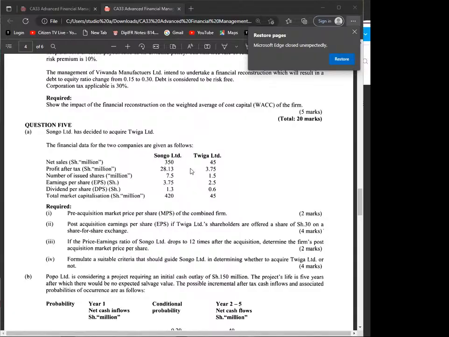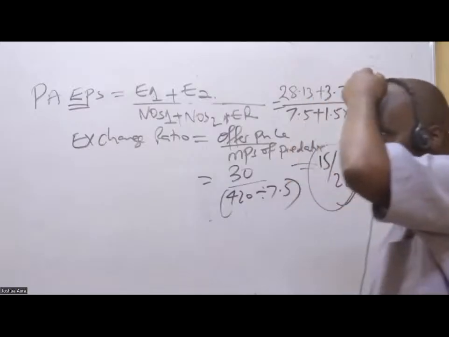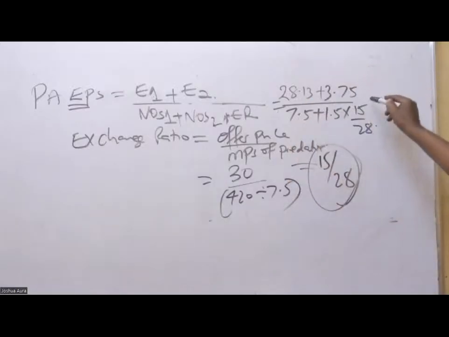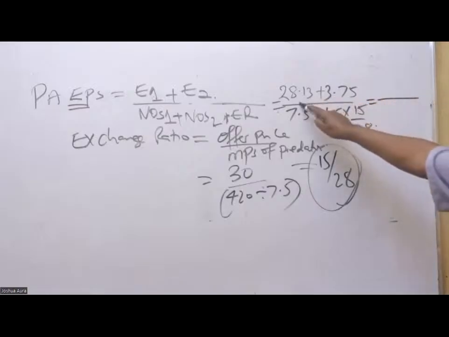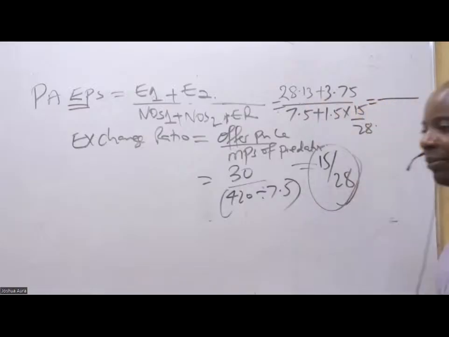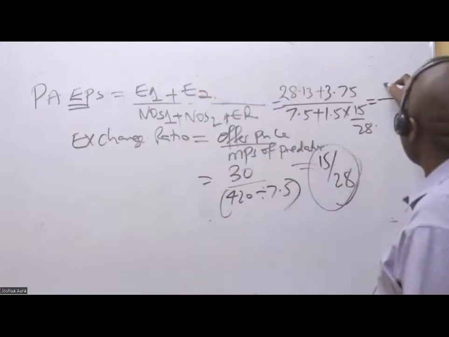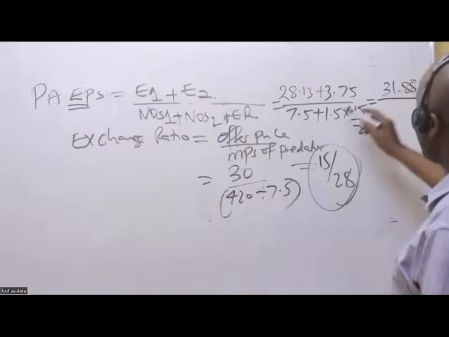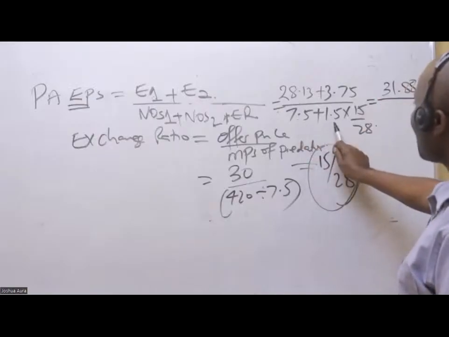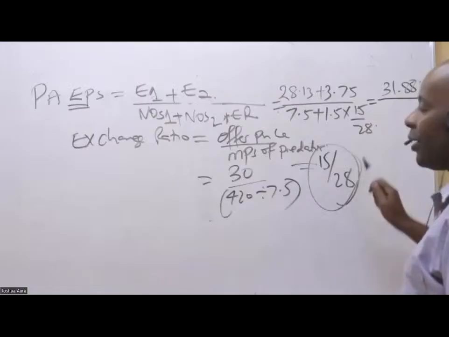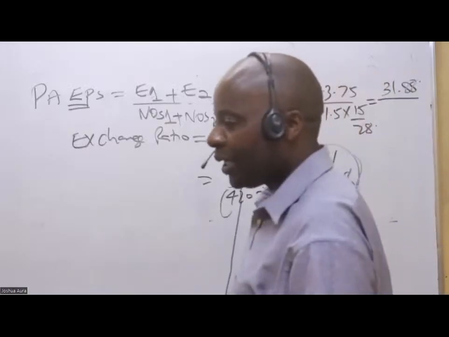First of all, start by getting the numerator. You add the two and you give me an answer. I write here: give me the numerator, this plus this. What are we getting here, somebody? According to Mandevi, 31.88. How about this 7.5 plus this times 15/28? What are we getting there?